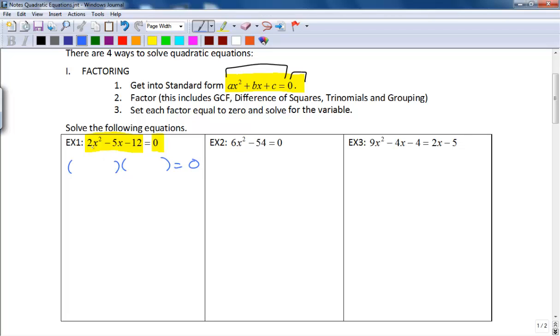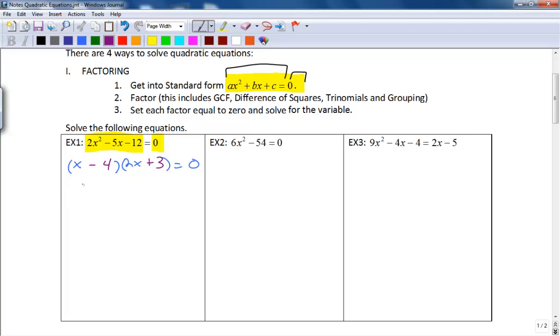So the only things that multiply to 2x squared are x and 2x, and then I just need to find things that multiply to 12 that I can put here that then are going to subtract up to negative 5x. So let's go ahead and try minus 4 and plus 3. I'm just going to check and see if this works. So 2x squared plus 3x minus 8x gives me my negative 5x I need, minus 12. Great, so I'm factored. Step 1 is done, step 2 is done.